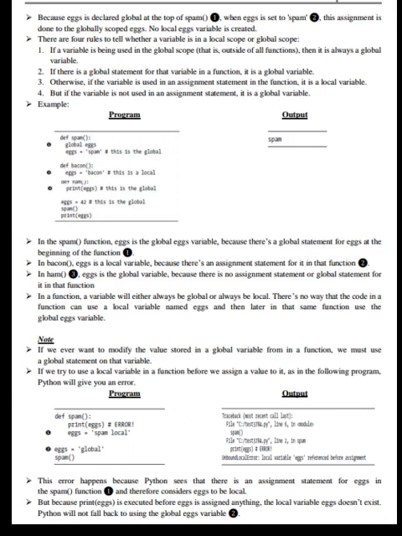If we try to use a local variable in a function before we assign a value to it, as in the following program, Python will give you an error. This error happens because Python sees that there is an assignment statement for x in the spam function and therefore considers x to be local. But because print x is executed before x is assigned anything, the local variable x doesn't exist. Python will not fall back to using the global x variable.